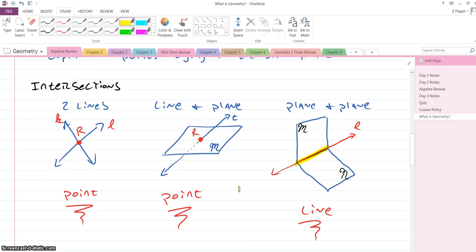Alright, so those are three intersections we're going to focus on. Two lines intersect at a point, a line and a plane intersect at a point, and two planes intersect at a line.